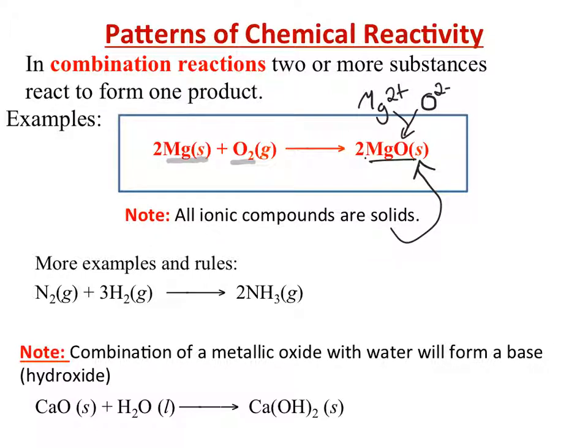We can see this in other examples where we have nitrogen gas react with hydrogen gas to produce ammonia gas. Ammonia. And then the last one is a combination of a metallic oxide with water will form a base hydroxide. And we'll talk about this more later.